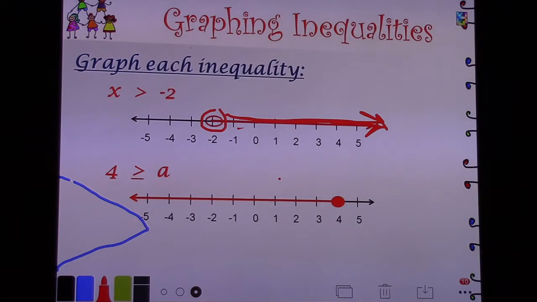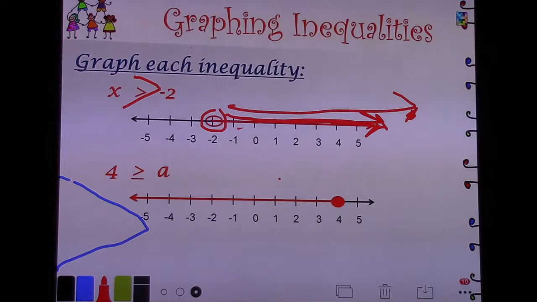Now Mr. Elliot intuitively pointed out that the direction that the inequality sign is pointing is the direction that we draw our graph.